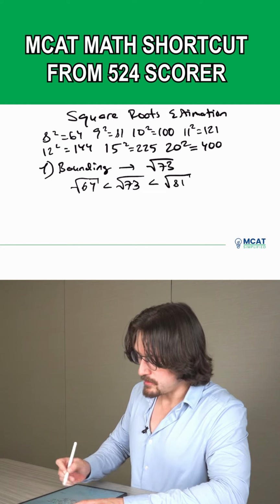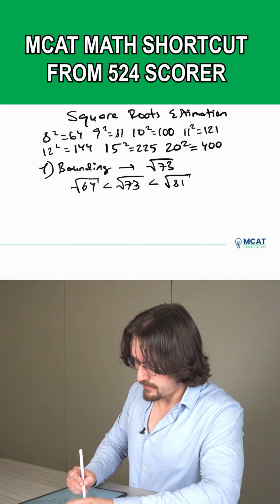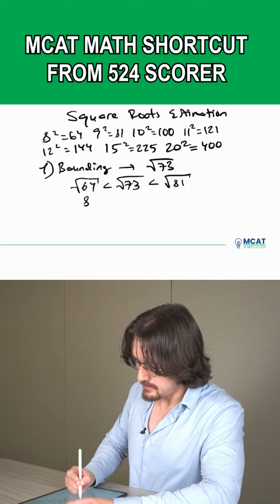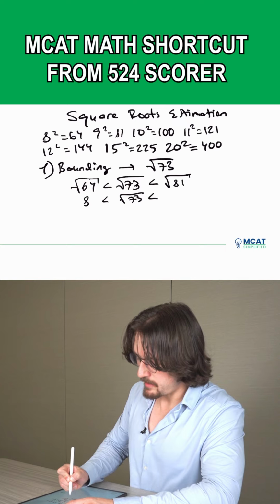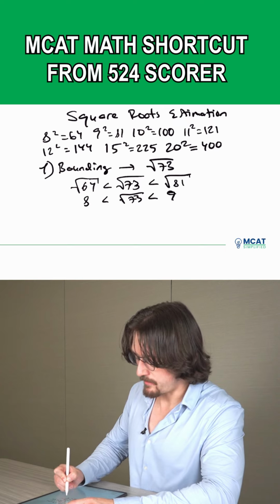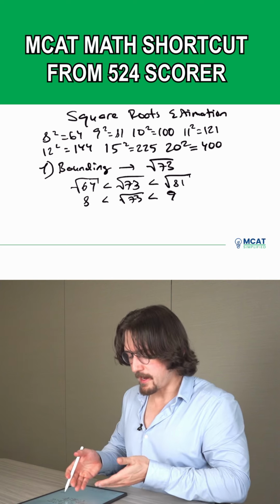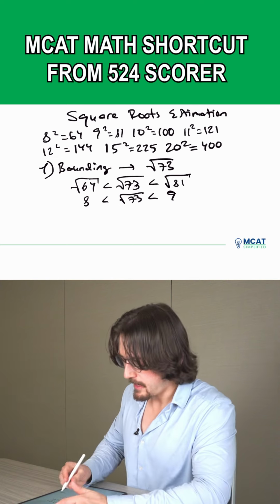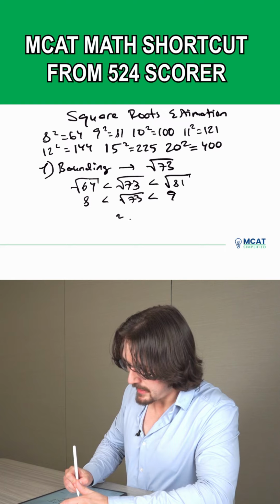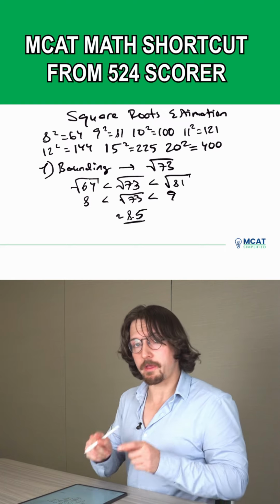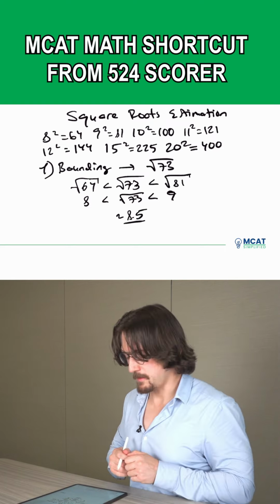And we know what these two bounds are. The square root of 64 is simply 8, right? And that's got to be less than the square root of 73, which then has to be less than 9, which is the answer for the square root of 81. And so the square root of 73, what we're trying to find, has to be somewhere between 8 and 9. And we can say that it's approximately 8.5. And that's certainly a close enough answer for MCAT purposes.